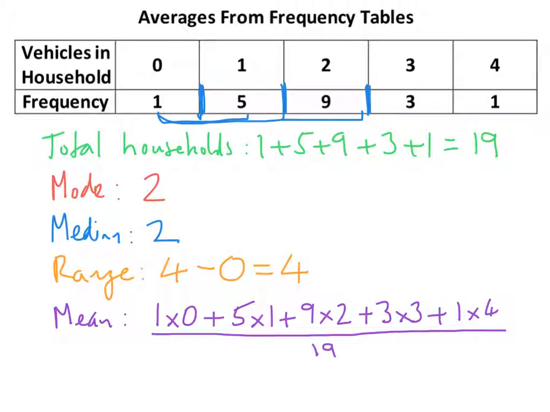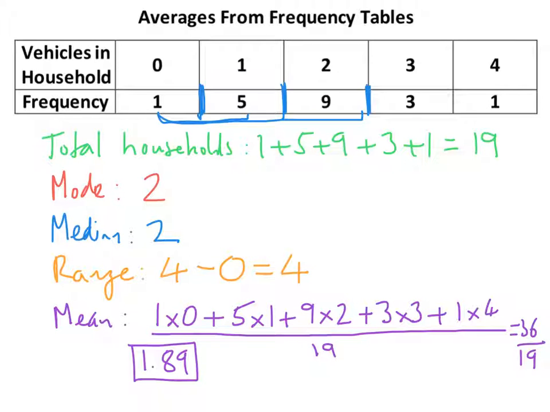So we're going to do that. We've got 5 plus 18 plus 9 plus 4. It'd be helpful if I turn my calculator on. So that is 36 divided by 19. Now it's not going to be a nice number. They rarely are, actually. Divide that by 19 and we get 1.89 vehicles. So there you go.